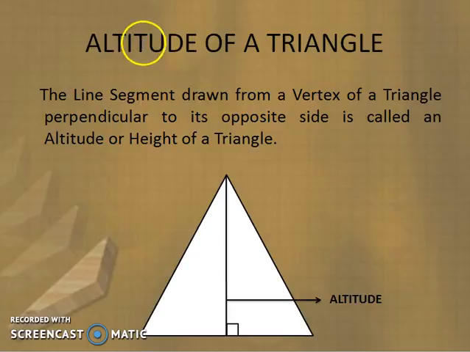And the next one is the altitude of a triangle. The line segment drawn from a vertex of a triangle perpendicular to its opposite side is called an altitude or height of a triangle. For example, from this figure, we have the altitude here, but we don't call it a median. We call it altitude because it is considered as height.